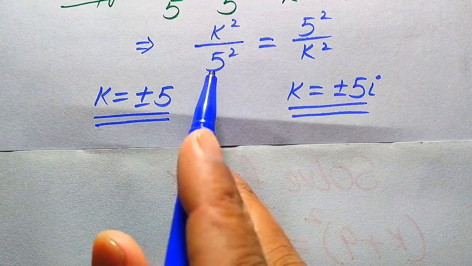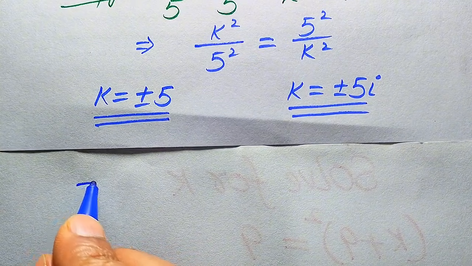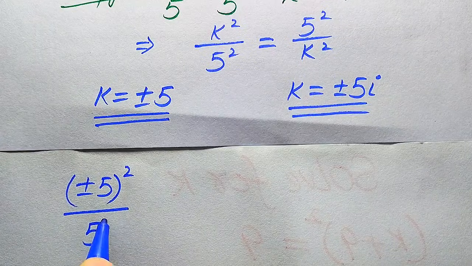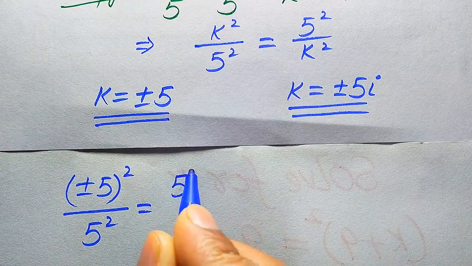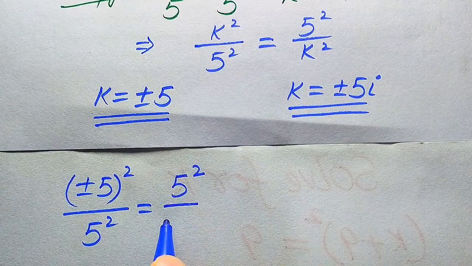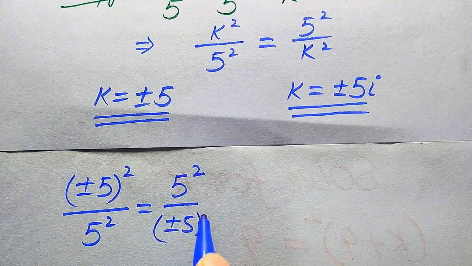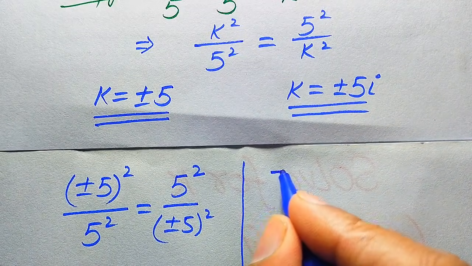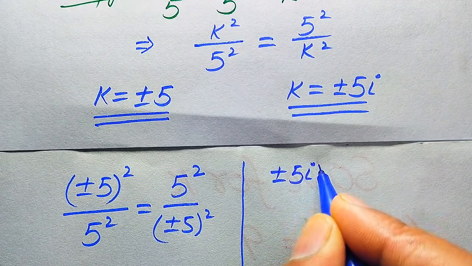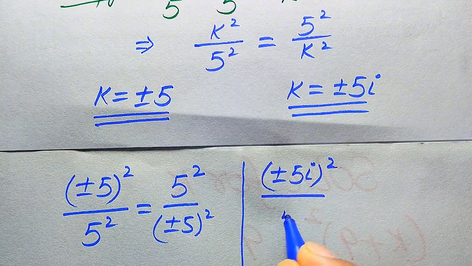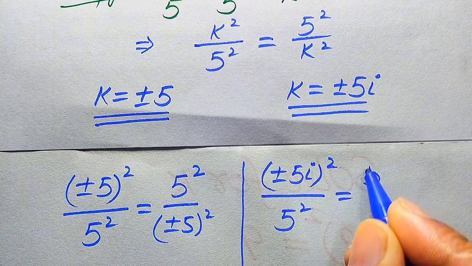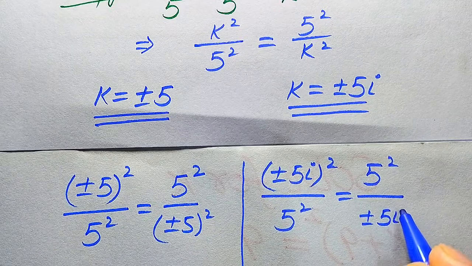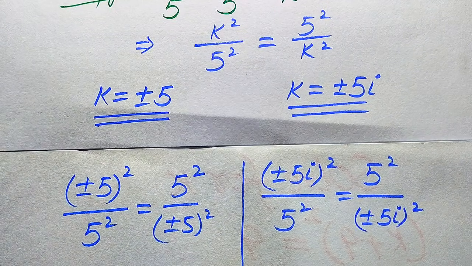So here first we substitute this value into the given question statement, and it will be written as plus minus 5 whole square divided by 5 square is equal to 5 square divided by k square, and when we put this value it becomes plus minus 5 square. This is the first case, and here we can substitute these values, and when you put these values it will be written as plus minus 5 iota and its whole square divided by 5 square is equal to 5 square divided by k square. The value of k is plus minus 5 iota and its whole square.